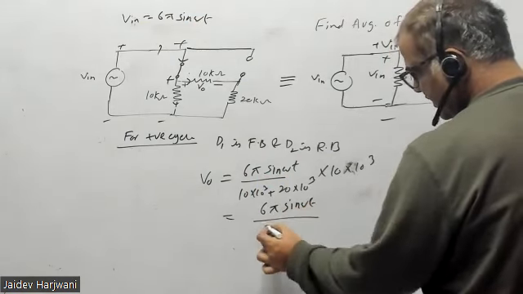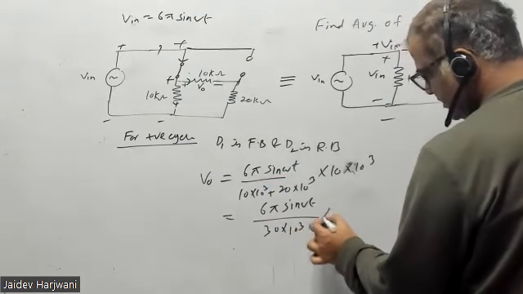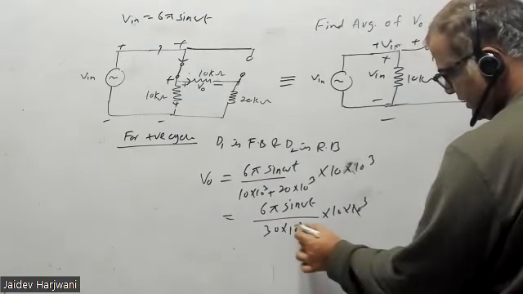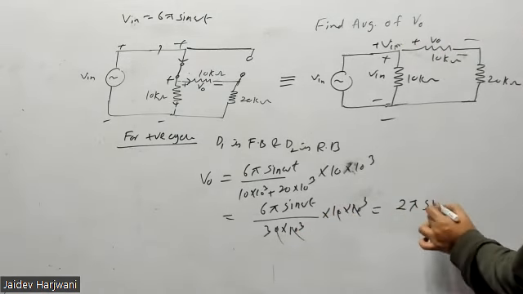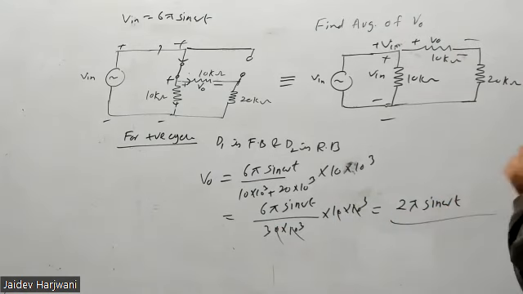Okay, this becomes 30 kilo ohm, and this is 10 kilo ohm. Cancel out. Okay, so you get 3. So this comes out as 2 pi sin omega t, a plus value. Okay, positive, you get a positive value.